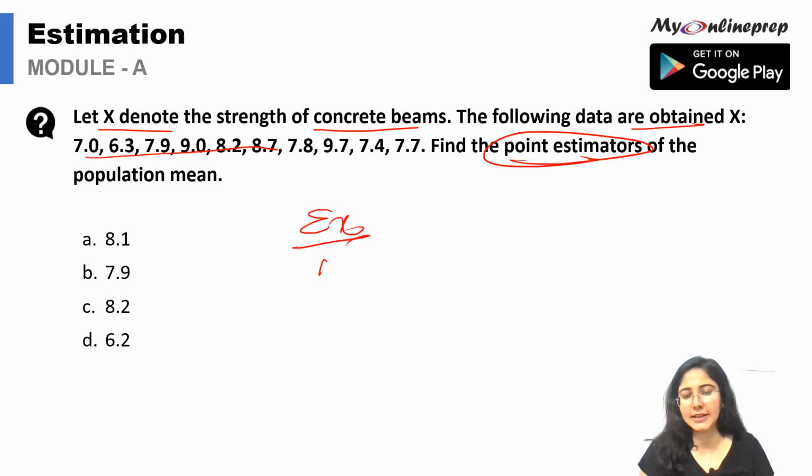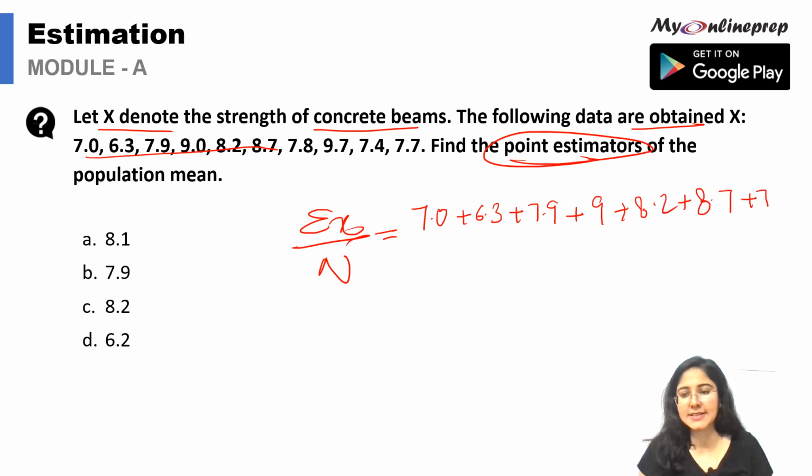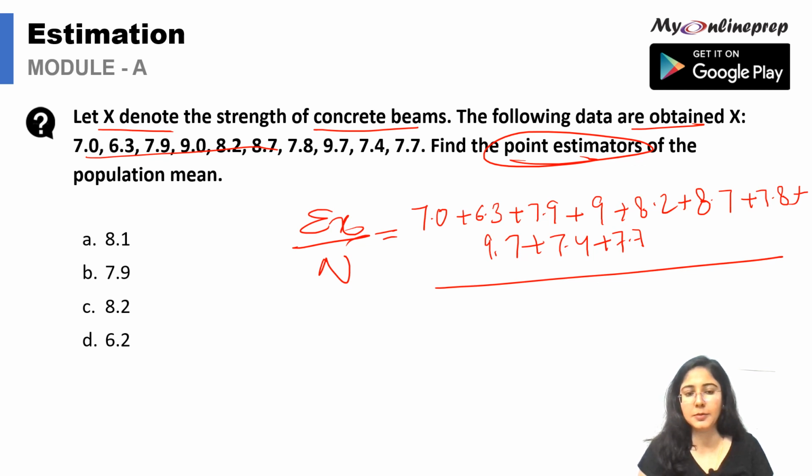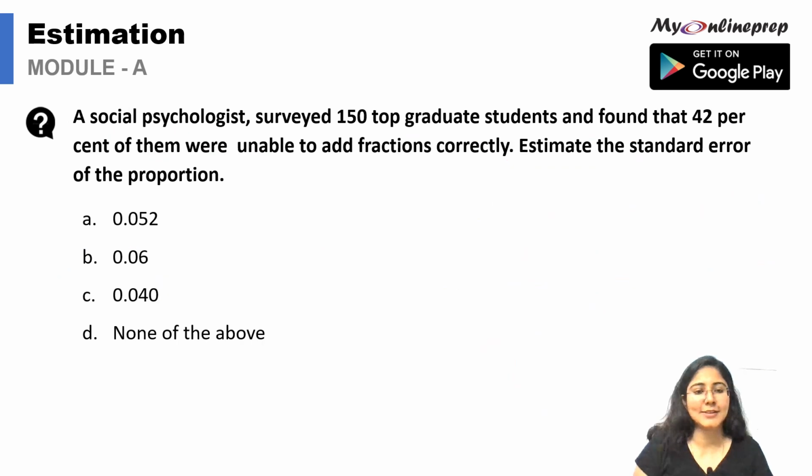Let x denote the strength of concrete beams, and we have the following data given to us. We have to find the point estimator for the same. The point estimator is nothing but summation x upon n, which would be equal to 7 plus 0 plus 6.3 plus 7.9 plus 9 plus 8.2 plus 8.7 plus 7.8 plus 9.7 plus 7.4 plus 7.7. We divide it by the number of observations, which is 1, 2, 3, 4, 5, 6, 7, 8, 9 and 10. So this is equal to 7.9. So option B is the correct answer, and the point estimator for this population mean is 7.9.